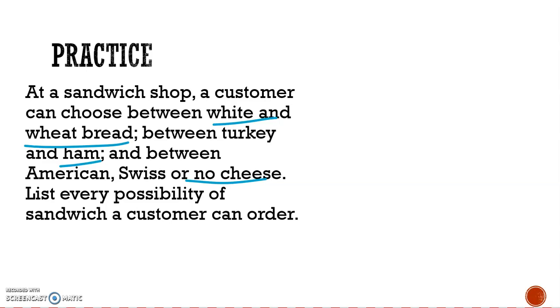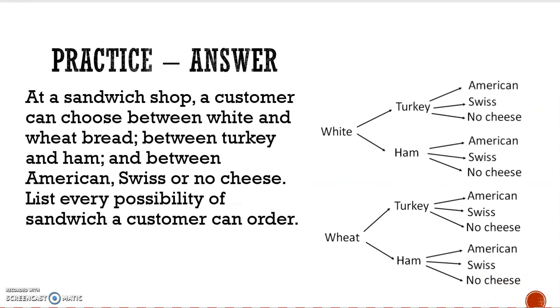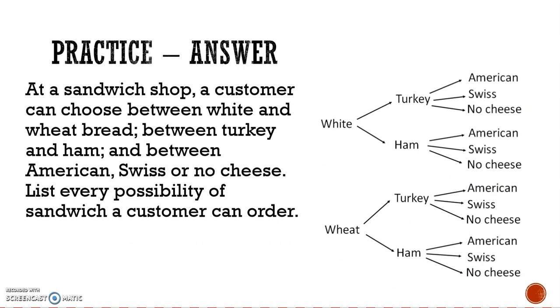All right, so what your tree diagram should look like is this. You chose bread first, so you were either able to choose white or wheat bread. And then if you chose white bread, you could have chosen turkey or ham. And if you chose turkey, you could put American, Swiss, or no cheese on it. If you chose white and ham, you still have the option of American, Swiss, and no cheese. So you can see it.